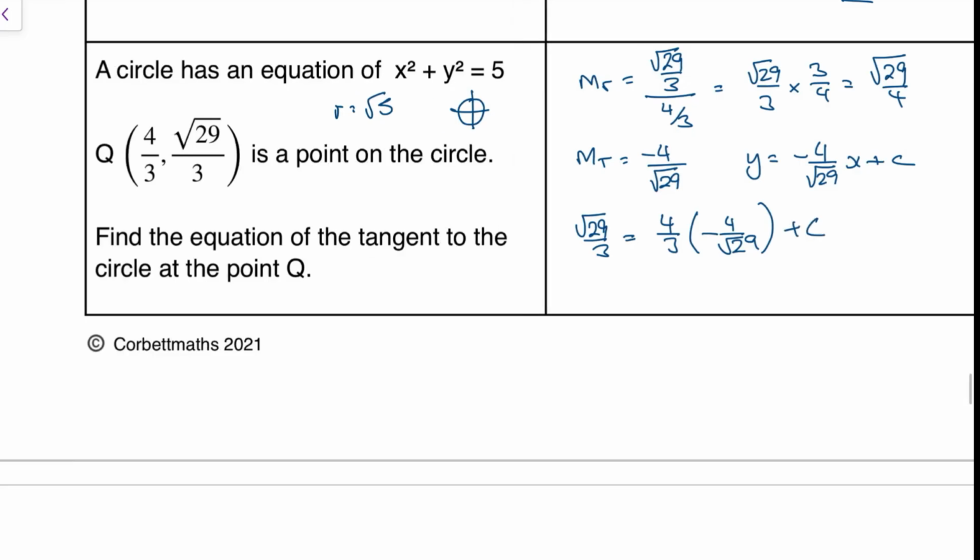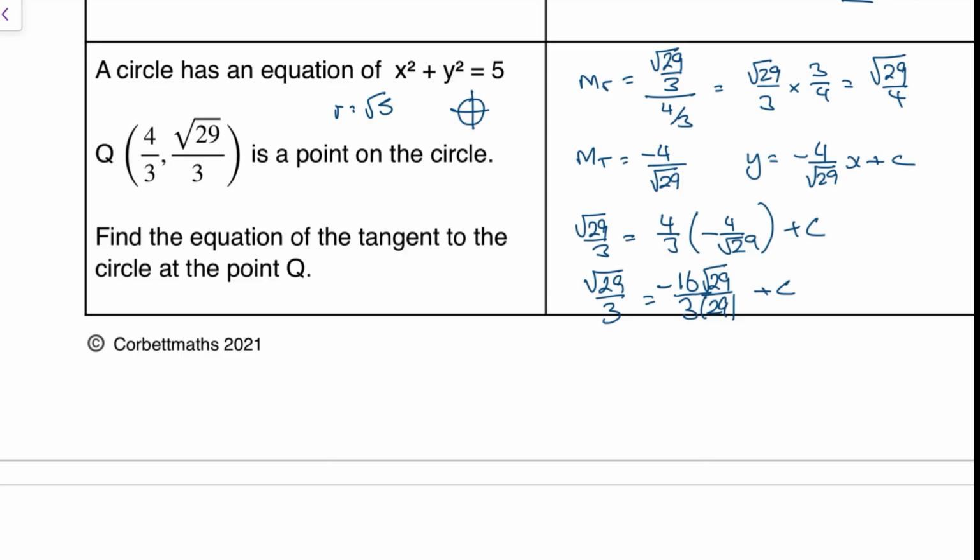And let's neaten that second thing up. So root 29 over 3 is equal to, well, 4 times 4 is 16, and it's a negative, and then I'm dividing that by 3. Then I'm going to multiply top and bottom by root 29, which gives me 29 on the bottom. The reason I'm having to do that is because I need the root 29s on the top, so therefore I have a common denominator, plus c.